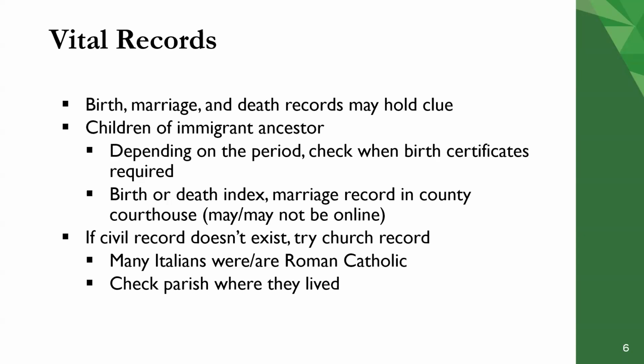Normally, you might find a birth or death index, like say on Ancestry or FamilySearch. It'll give you some information, but at least it'll tell you where to look for the rest of the information that might be on the actual document. And you definitely want to look at the actual document. If the civil record doesn't exist, most Italians are Roman Catholic. There will be a church record.